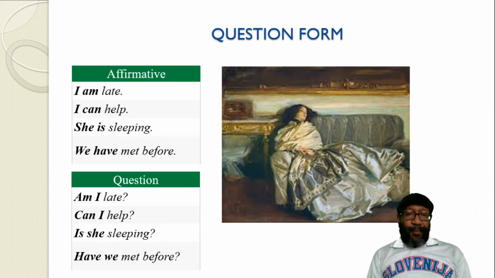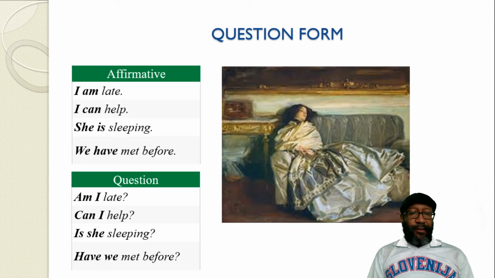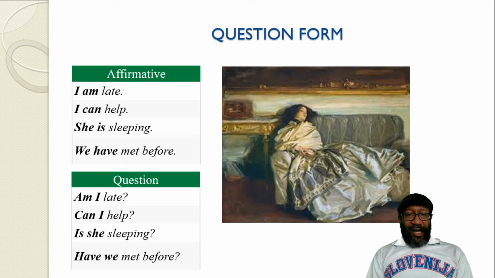We have met before. Have we met before? So this is the present perfect structure. In this case, the auxiliary verb is the verb to have. So you change its place to the pronoun place. Okay? And here is the picture of a girl. We don't know if she's really sleeping. The question to be done is, is she sleeping? She looks like she's sleeping, but we are not pretty sure.